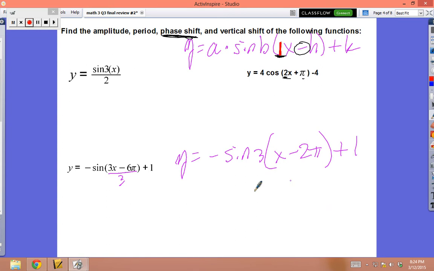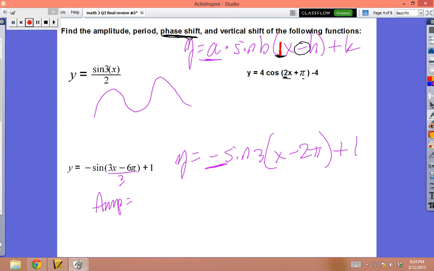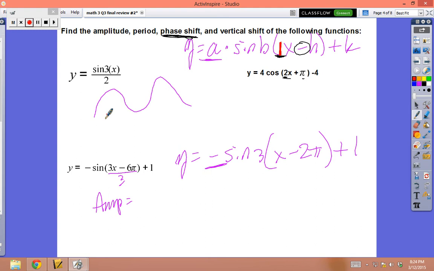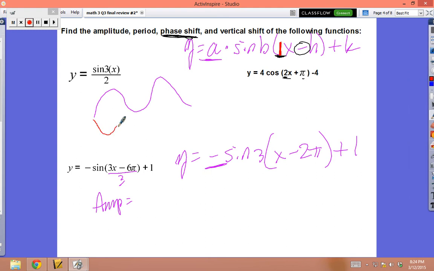So now my amplitude is equal to a, and there's really not one. What the negative does is it takes your graph and it flips it upside down. So it would look like this. But the amplitude is still going to be 1. So the amplitude is 1.